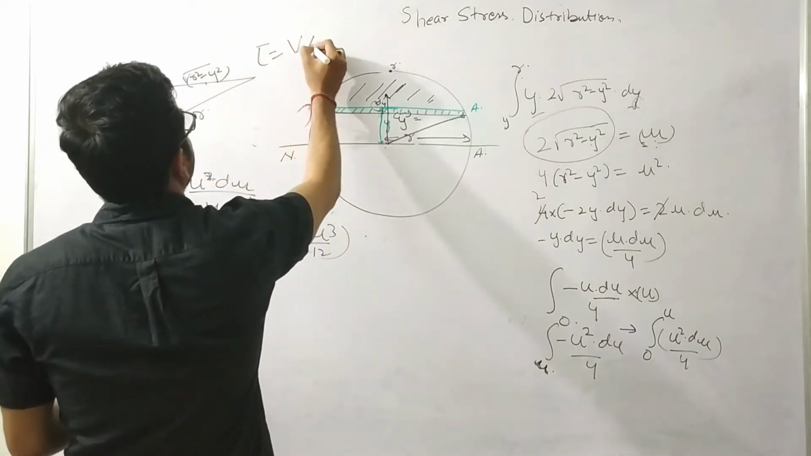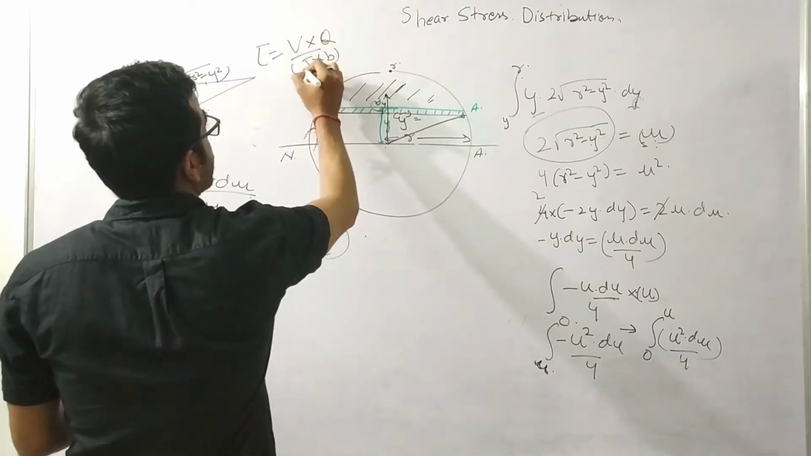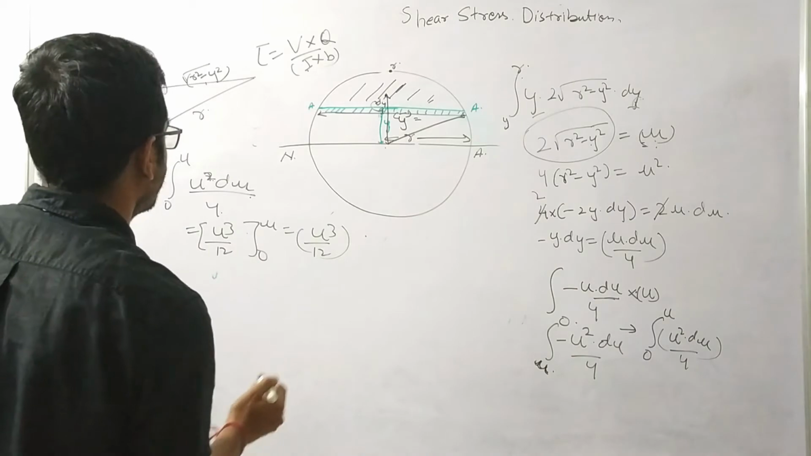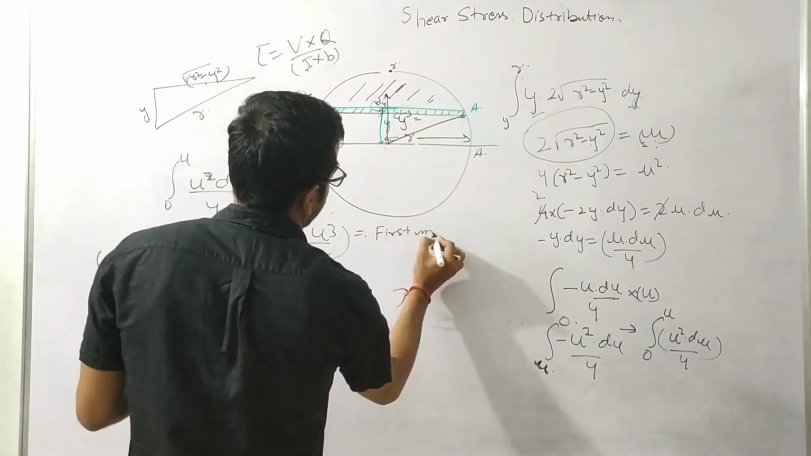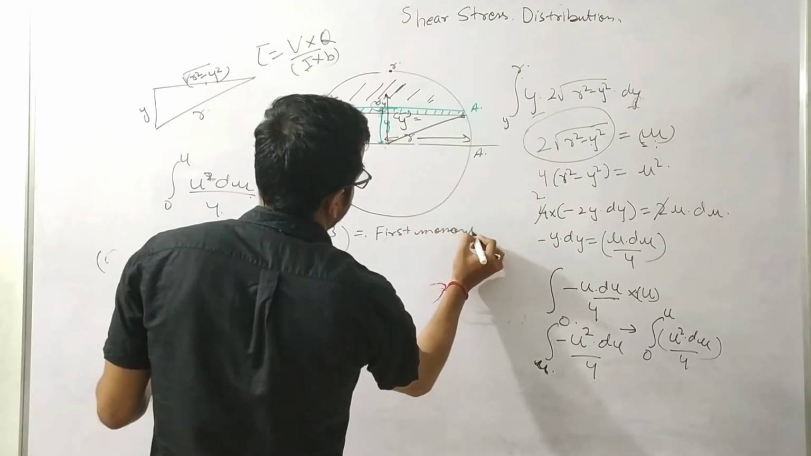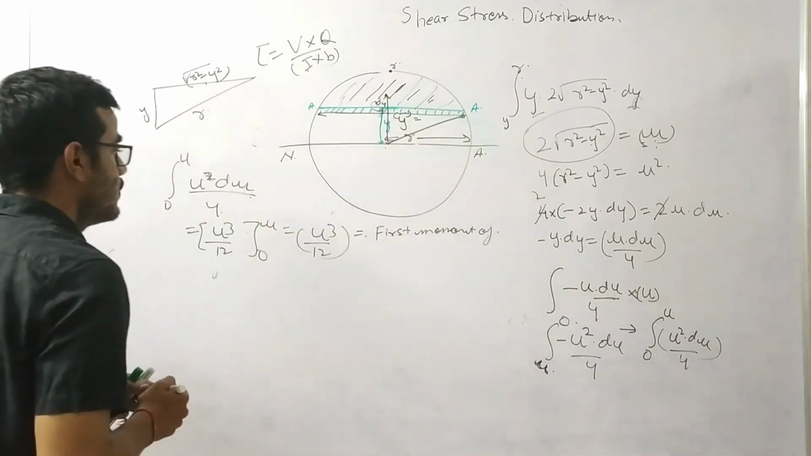Tau equals V into Q over I into b. This thing I have, what is this? This is nothing but our first moment of area of this portion.